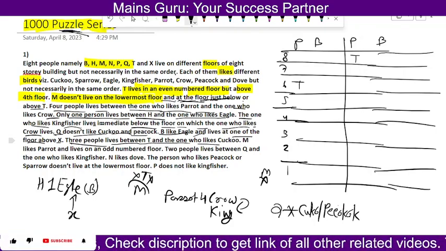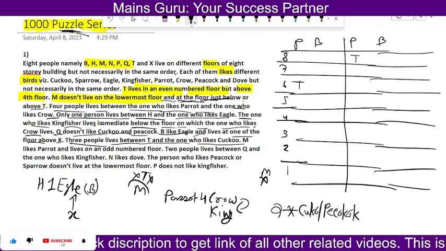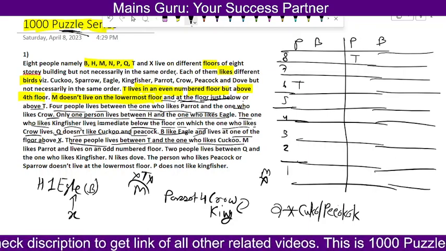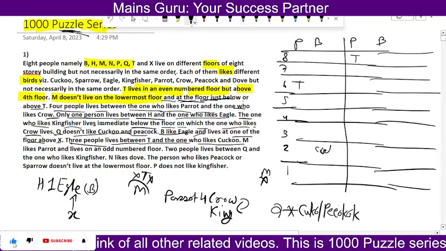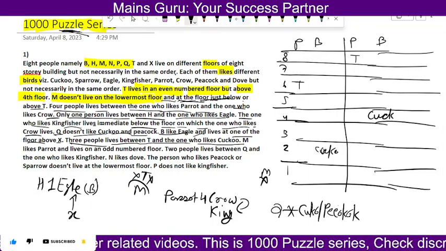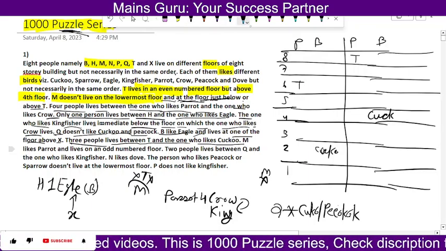3 people lie between T and the one who likes cuckoo. T is already written here, so from T skip 3 places and write cuckoo. Same here, cuckoo will come here. Now check the other conditions.